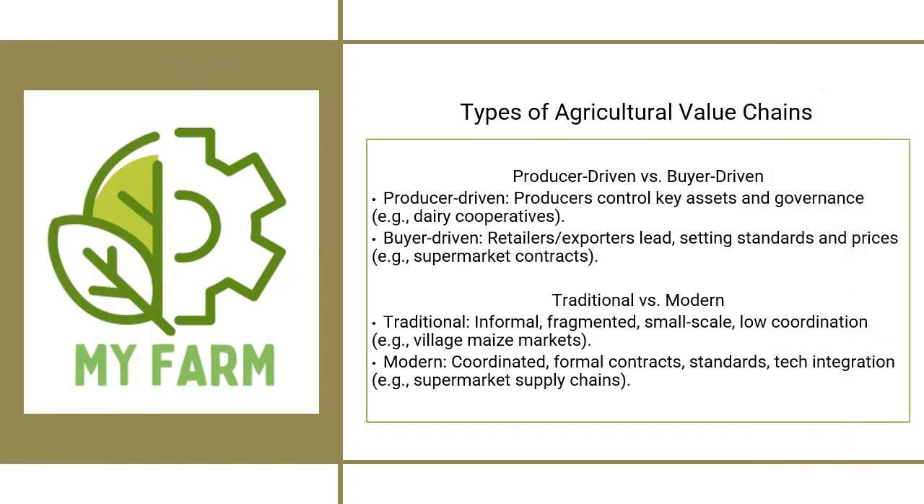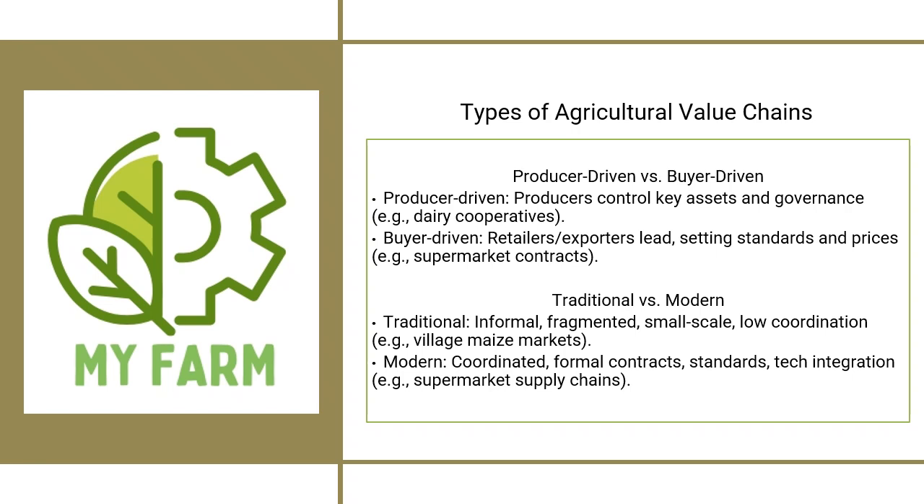Agricultural value chains can be classified in several ways, each classification highlighting different structural and organizational characteristics. Understanding these types helps in analyzing and improving specific value chains. First, we can distinguish between producer-driven and buyer-driven chains. In producer-driven chains, producers control key assets and governance decisions. Dairy cooperatives are a classic example, where farmers collectively own processing facilities and make strategic decisions about production and marketing.